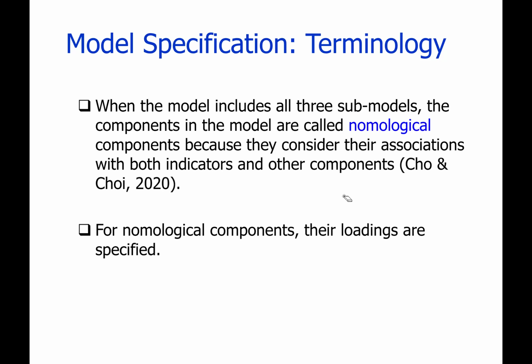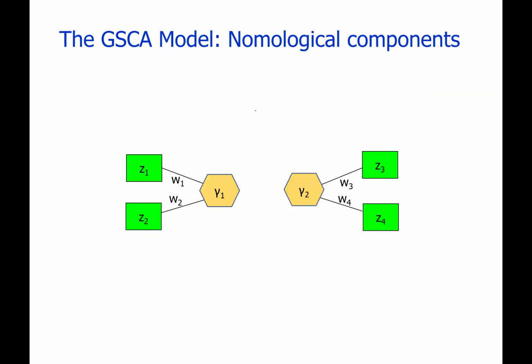So the first type of components are called nomological components. Very simply put, if you have all these three submodels in your model at the same time, so measurement, structural, and weighted relation model, then the corresponding components are called nomological. That's it, that's a terminology. Let me use this example again. In GSCA, this weighted relation model is always necessary. It must be given because we're dealing with components. So this is a weighted relation model.